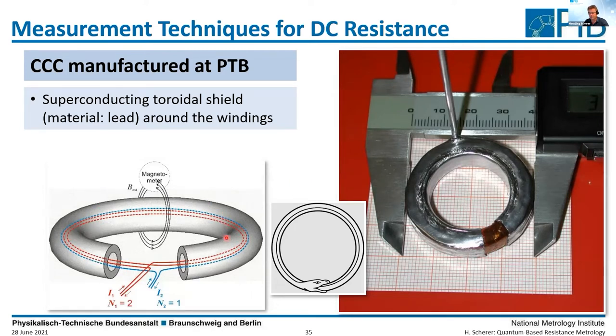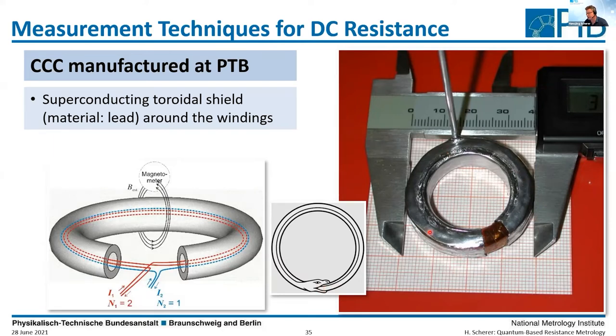You see the principle again. You have the superconducting shield or screen. This is typically, as I said, made from lead. Then you have the two coils with two different numbers of turns. For example, here the blue coil has one turn, the red coil has two turns, and the shield is also manufactured in a special way. It's not just open at both ends, but more like a snake swallowing its own tail, just to make the tube very long and at the same time avoid edge effects.